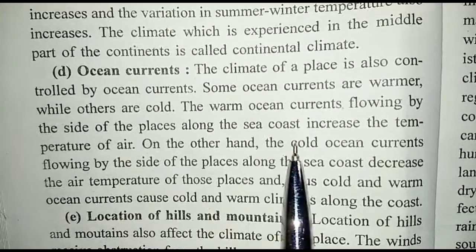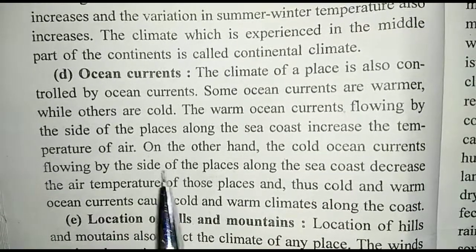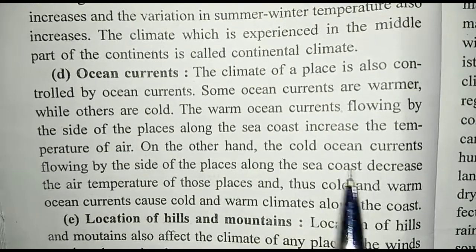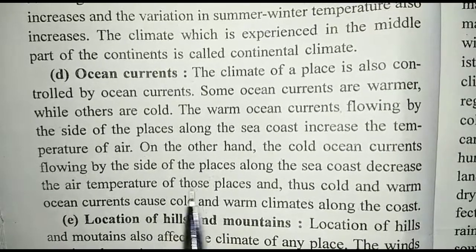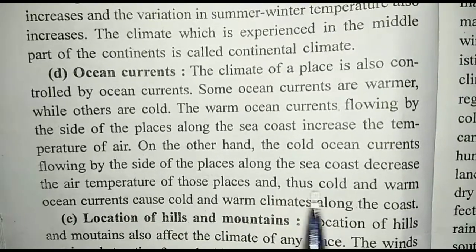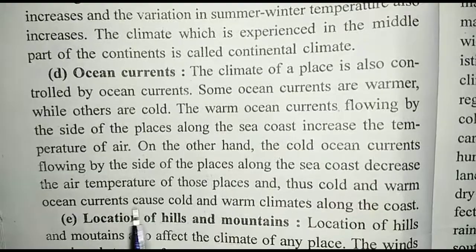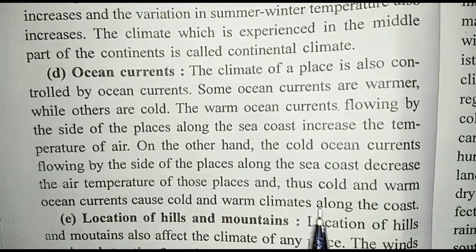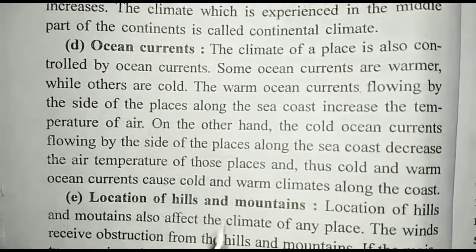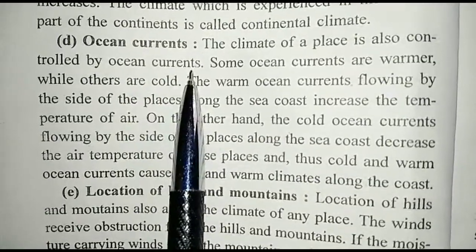On the other hand, the cold ocean currents flowing by the side of the places along the sea coast decrease the air temperature of those places, and thus cold and warm ocean currents cause cold and warm climates along the coast. Means climate also depends on ocean currents.